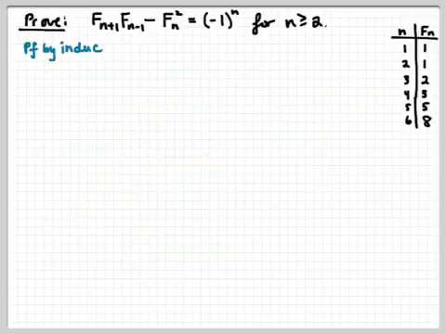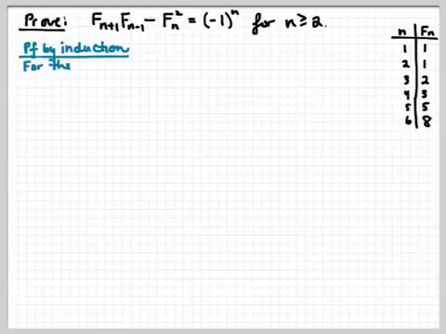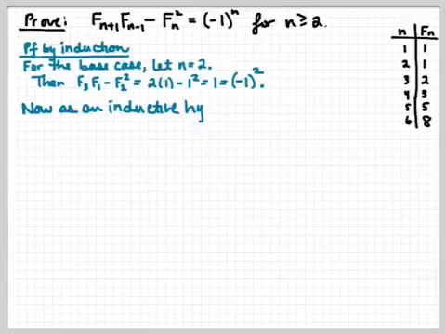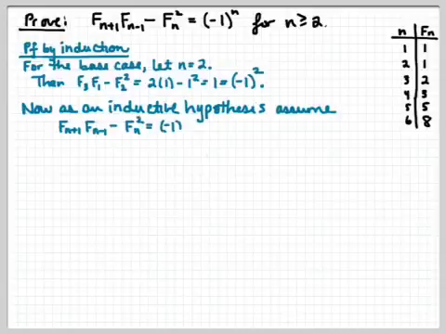Okay, proof by induction. For the base case, let's let n equal 2, and then I'll look at the formula and notice that it equals negative 1 squared, which is what I wanted. Okay, now as an inductive hypothesis, assume, you always want to assume your inductive hypothesis. You want to have the word assume or suppose in there.